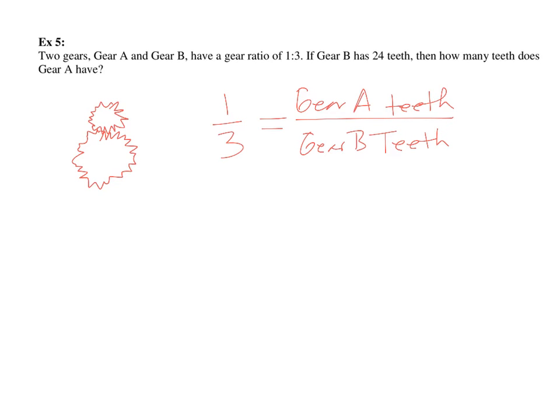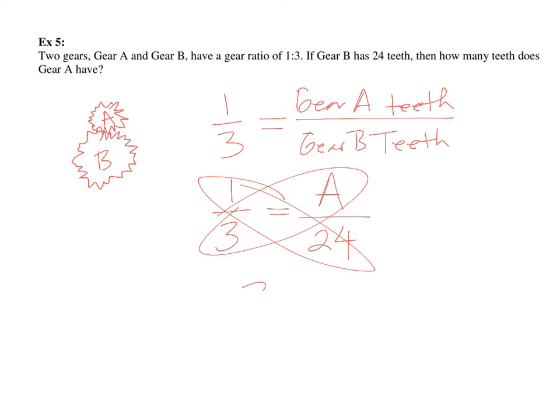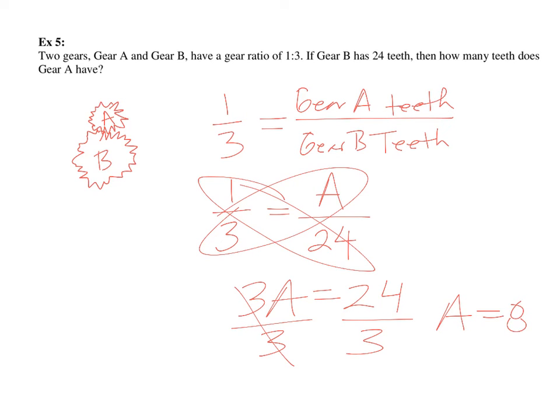All right, so reduce this to 1 over 3. So I have 1 over 3, and I'm going to call this A. On top, I know the number of teeth for gear B is 24. All right, so let's figure out the number of teeth that gear A has. 3 times A, then I have 24. Divide by 3, and A is equal to 8. Gear A has 8 teeth. Done.